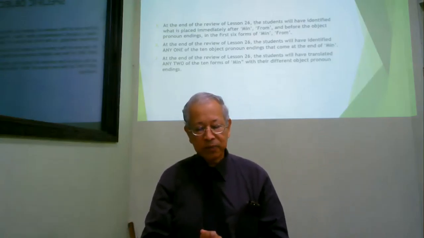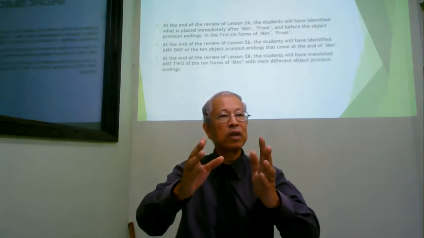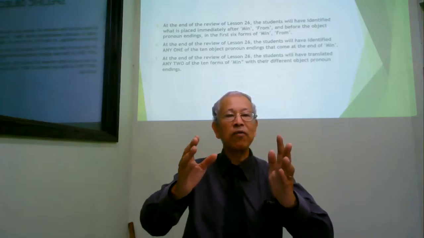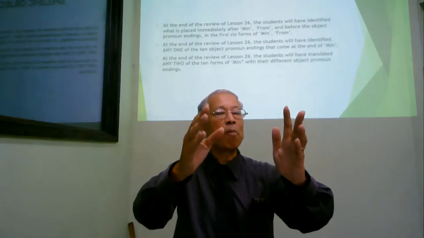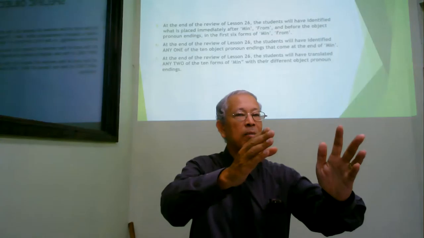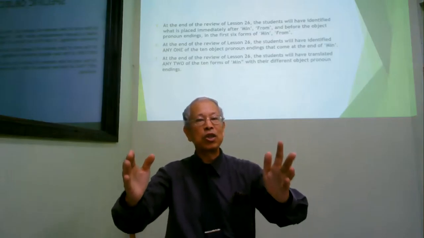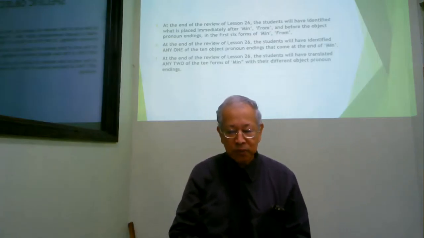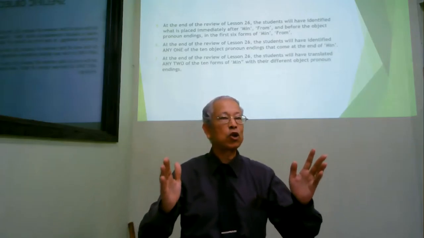Well, what letter is that? The letter that comes right after min is another mem, our English M. So what you now have is mi, that is M-I, and you have M or mem with a dot in the middle of it, meaning that it is not just M, but M-M. So you have M-I-M-M. That's the main part. And to that you add the endings. Okay, so be able to identify what is placed after min. What you place after min is the letter mem.